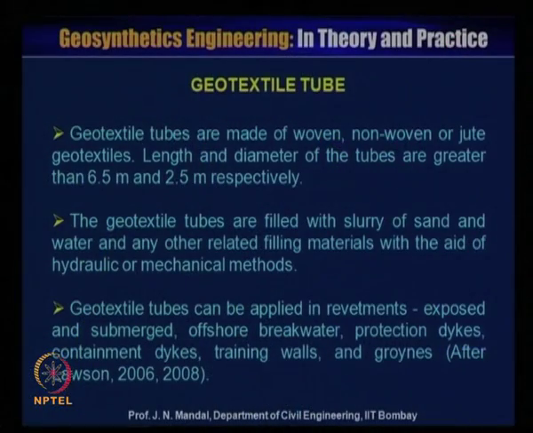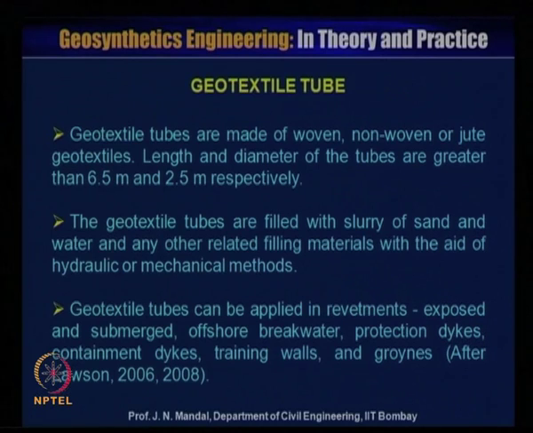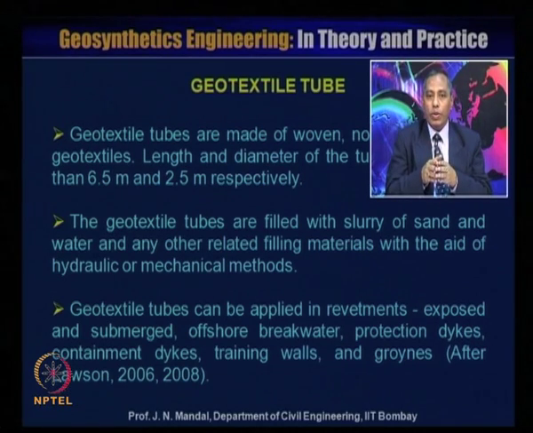Now, what is a geotextile tube and what is it made of? Geotextile tubes are made of woven, non-woven or jute geotextile, and the length and diameter of the tube are greater than 6.5 meters and 2.5 meters respectively. Geotextile tubes are filled with a slurry of sand and water and any other related filling material with the aid of hydraulic or mechanical methods. Geotextile tubes can be applied in revetments, exposed and submerged offshore breakwater protection, dikes, containment dikes, training walls and groins, after Lawson 2006 and 2008.